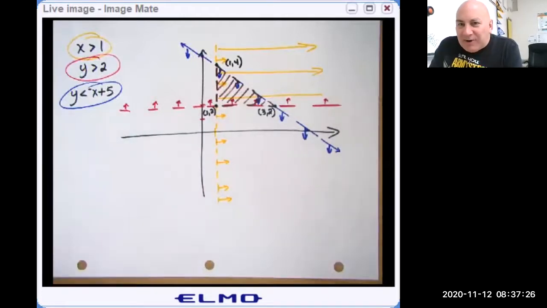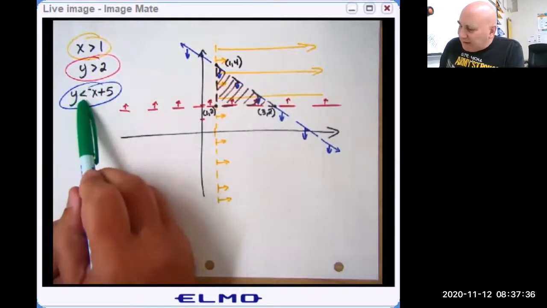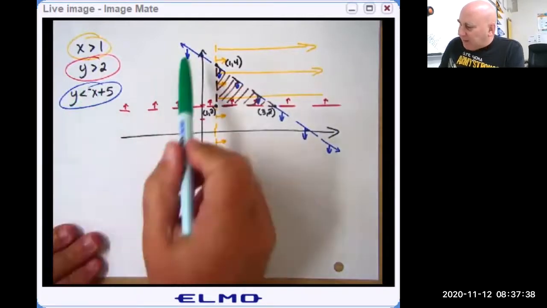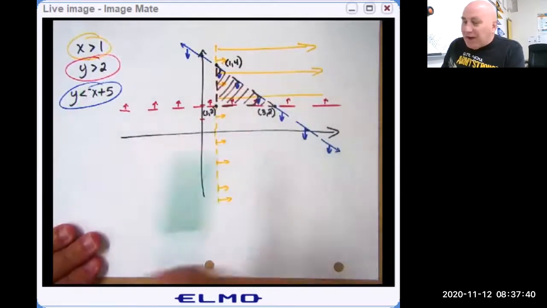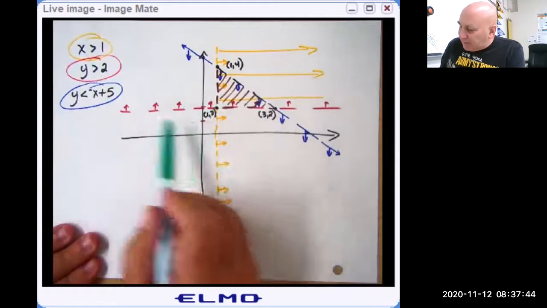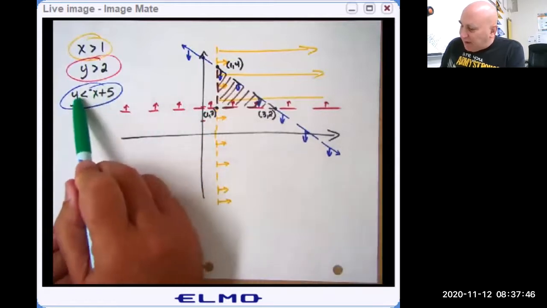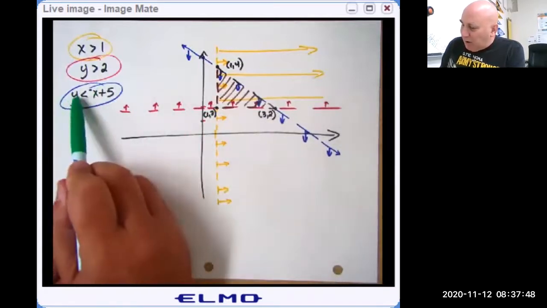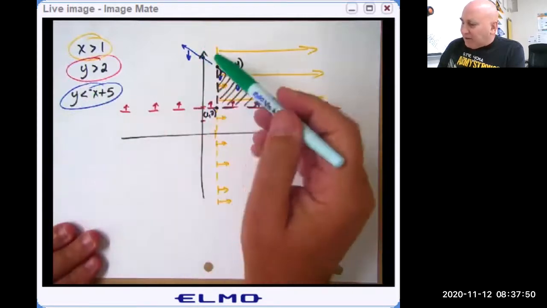Now here's the part where I sometimes think students don't fully understand what they're doing, so please pay attention. Y is less than negative X plus 5. Here's negative X plus 5. Less than means, so let's see, if X is 0, Y is 5. So if X is 0, Y is any number less than 5.